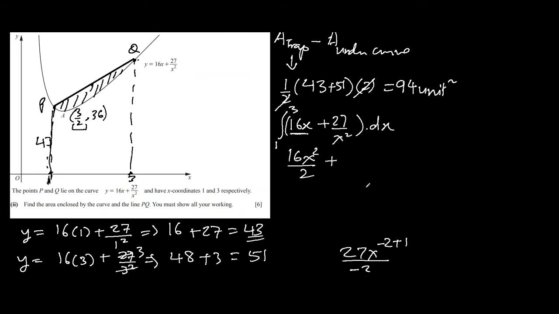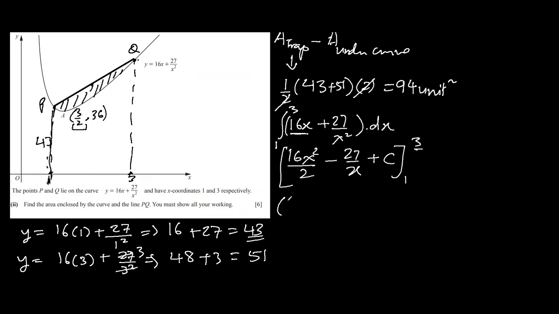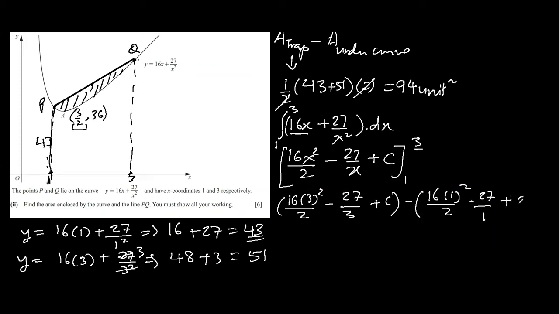So let me undo this one first, and then we'll write it. Minus 27 over x. That's what it is. Minus 27 over x plus c. All right. And it is from 1 to 3. Okay. Now we substitute 3 first and then 1. So 16, 3 square over 2 minus 27 over 3 plus c minus 16, 1 square over 2 minus 27 over 1 plus c.